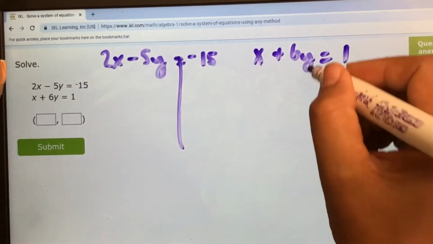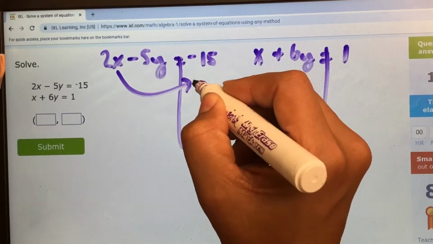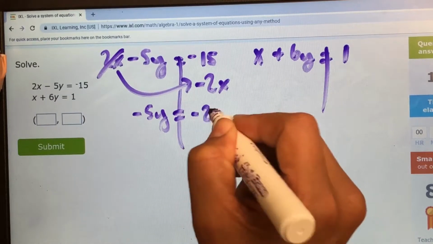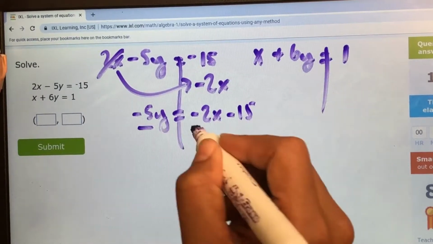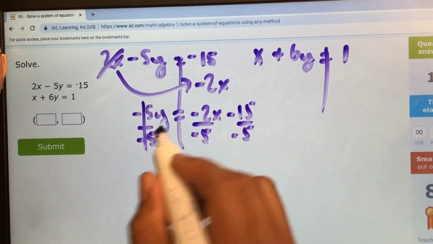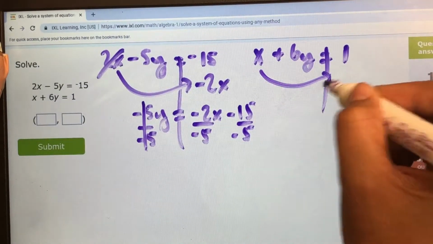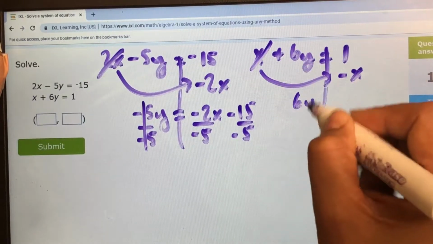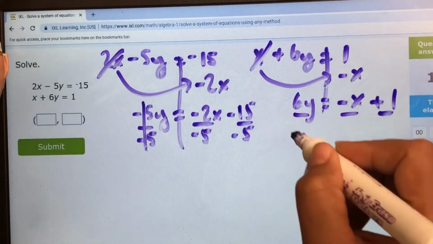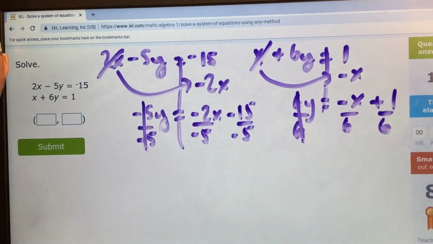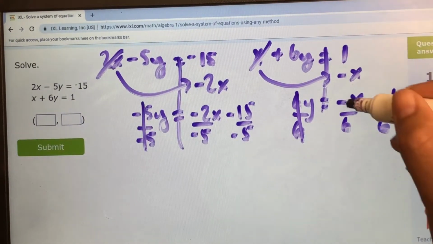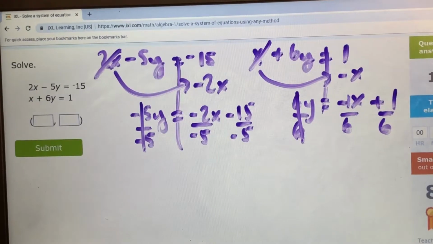So, move this to the other side. It's going to be negative 2x. That goes away. So you have negative 5y equals negative 2x minus 15. Divide everything by negative 5. And there's your y equals. Same thing on this side. Take the x to the other side, so it's negative x. So you have 6y equals negative x plus 1. Divide everything by 6. There's your y equals. Now, just remember, what's the number in front of the x? An invisible one. So I'm going to put that in there because when I put it in the calculator, I'll need it.